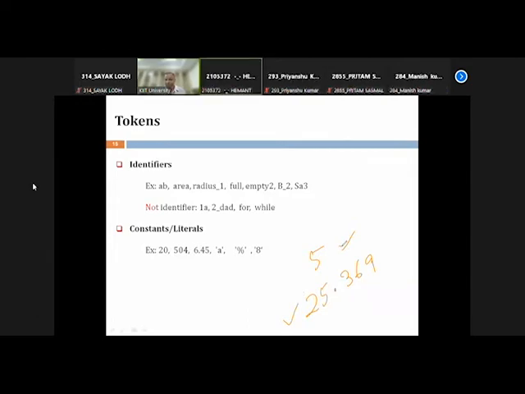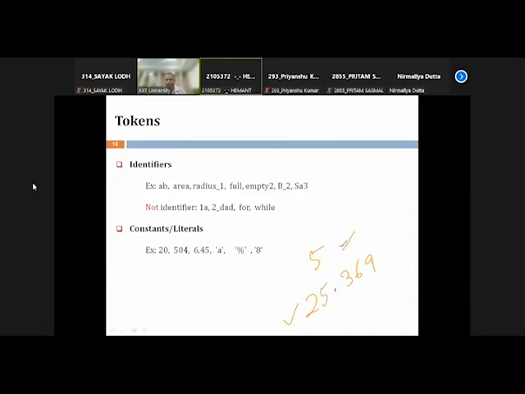Double is not a separate constant; we call it a floating point constant. Or integer constant. We never say long integer constant; it could be a long integer, it doesn't matter, but we call it an integer constant.